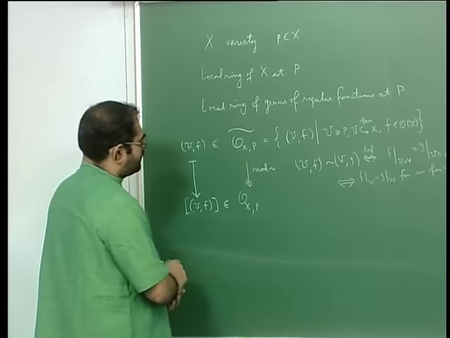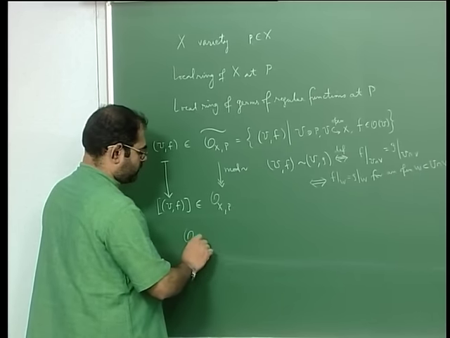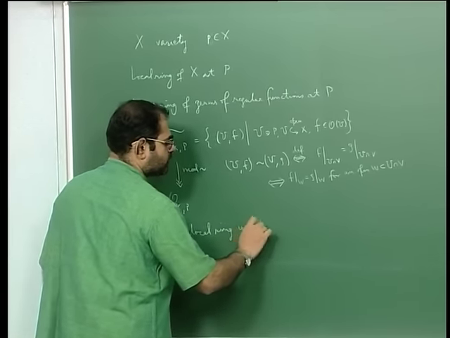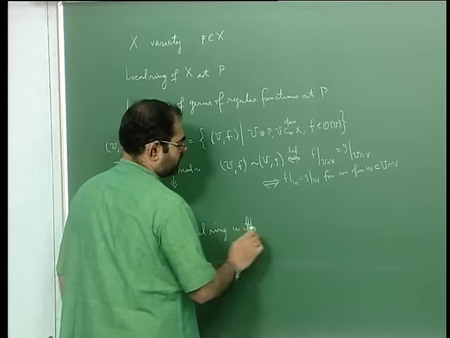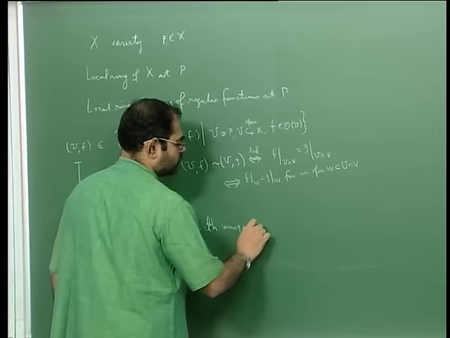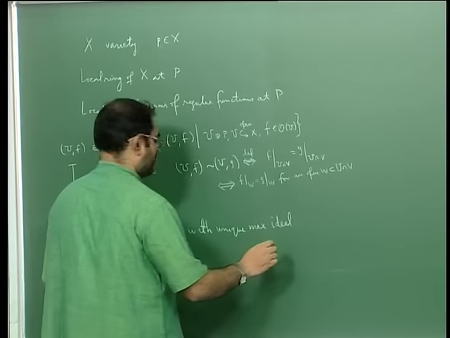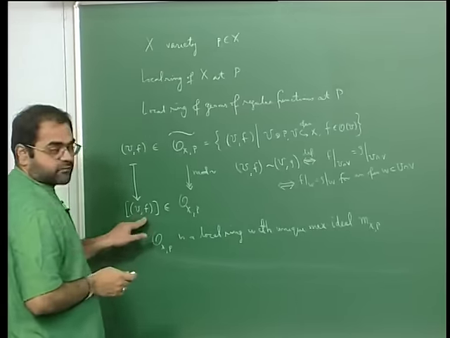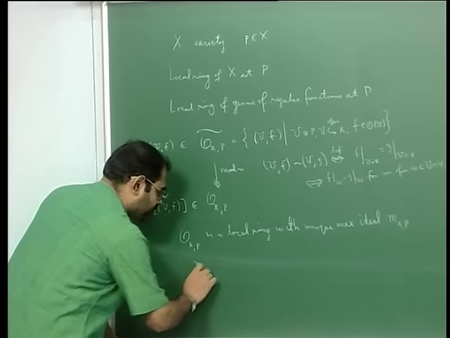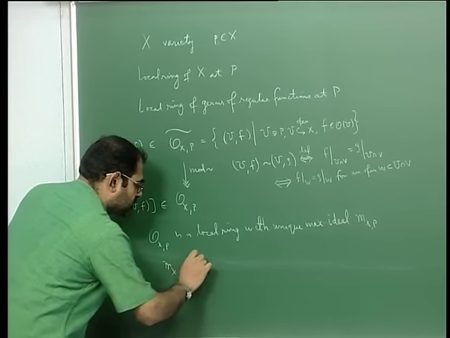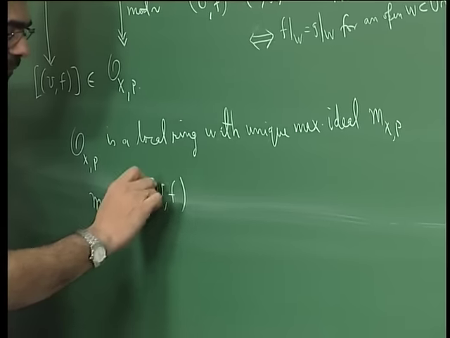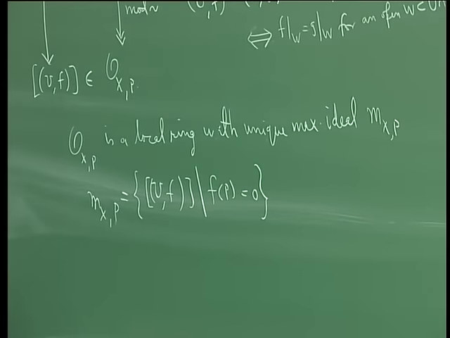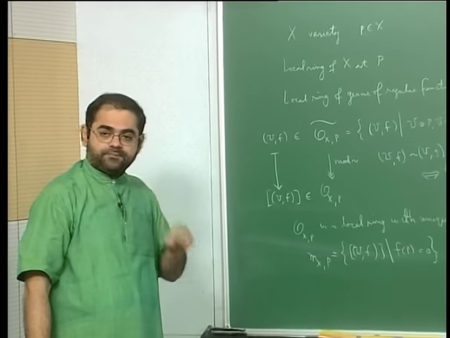And I told you that O_{X,P} is a local ring with unique maximal ideal M_{X,P}. And what is the maximal ideal? It's the germs of all those functions which vanish at the point P. So M_{X,P} is all those germs (U, f) such that f(P) is 0. So germs of those regular functions defined in a neighborhood of the point P which vanish at P.